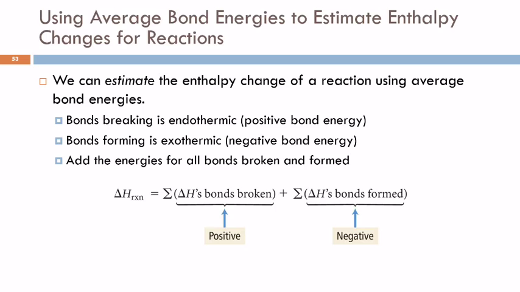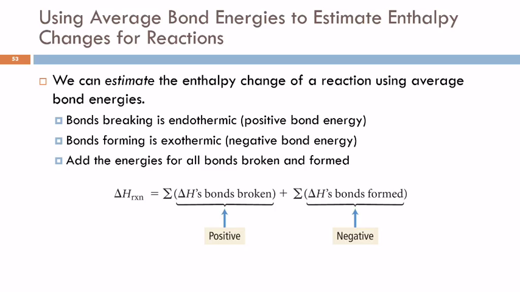Breaking a bond is endothermic, the energy is positive. Forming a bond is exothermic, the energy is negative. So what we do to estimate the heat of reaction is you add up all the bonds that are being broken, those are going to be positive numbers, and all the bonds that are being formed, those will be negative numbers. And the total is your estimated heat of reaction. Any questions?